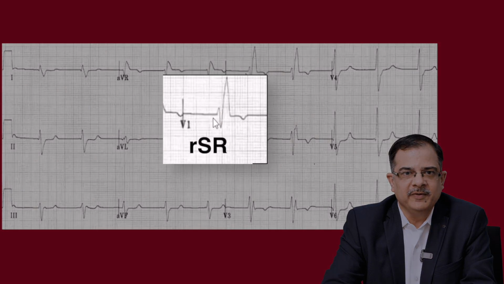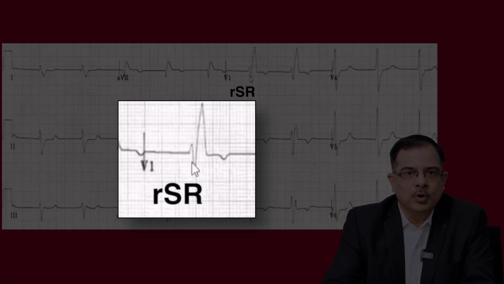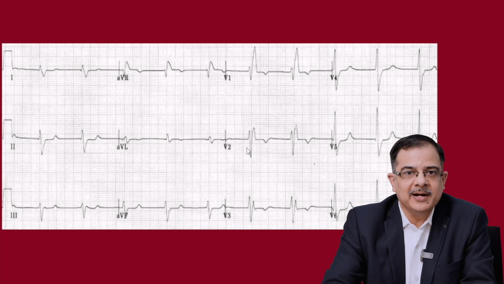So let's see here V1, focus on V1. So small r, S wave and capital R dash. So this is a typical R, S, R dash pattern, and in V2 the R, S, R dash pattern will be there, and wide QRS will also be there. So it is typically a right bundle branch block.